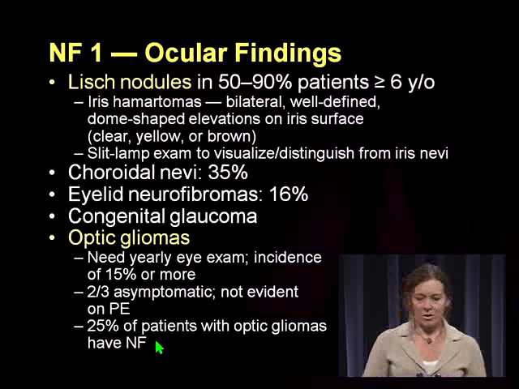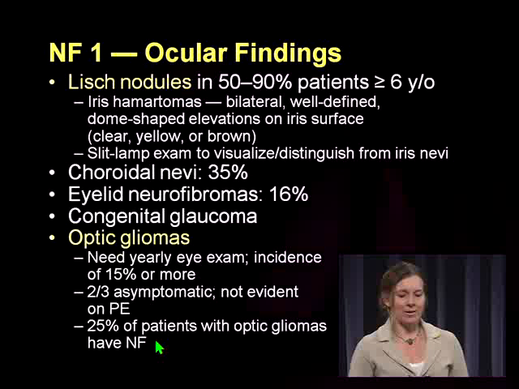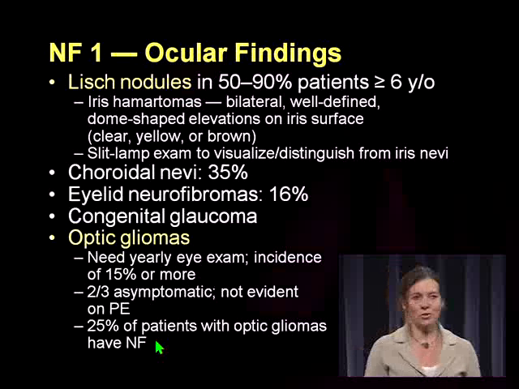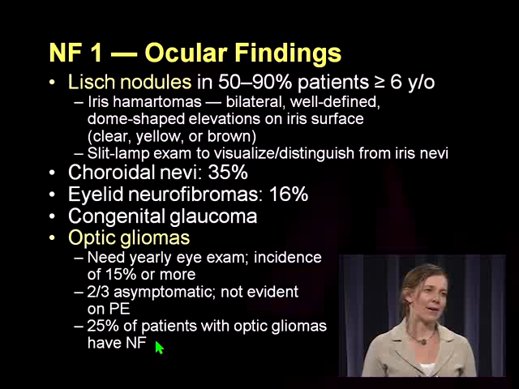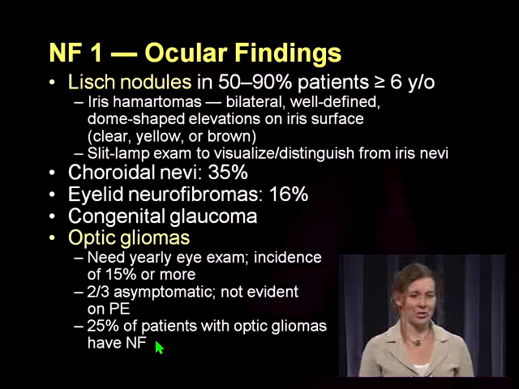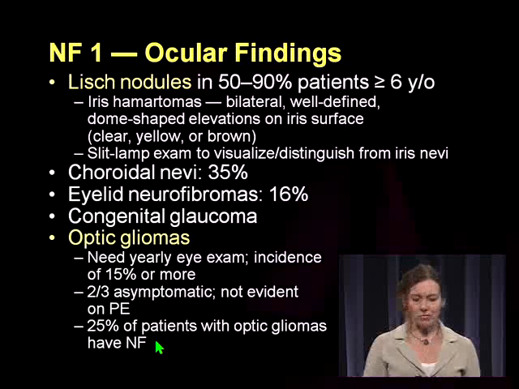So as I mentioned, you always want to get your ophthalmology colleagues involved to look for Lisch nodules and optic gliomas. Lisch nodules are present in the majority of patients, usually by about 6 to 7 years of age. These are benign lesions. I think of them kind of as the cafe au laits. They're markers, but they don't have any pathology associated with them. But they're iris hamartomas, and you can actually see them with the naked eye in light-eyed individuals, but you need a slit lamp exam to see them in darker-skinned individuals. Other eye findings include choroidal nevi, eyelid neurofibromas, congenital glaucoma, and then optic gliomas.